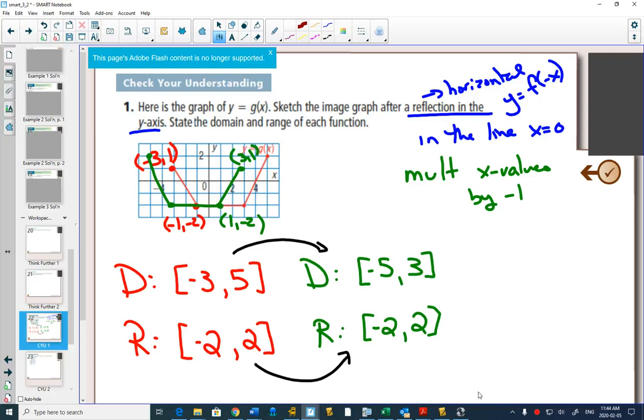If it's a reflection over the y-axis, what's changing? X values. Notice the range didn't change. The range are my y values. So could you have said right away easily, oh, my range is going to stay the same if I didn't have the graph? And then if my x values are the ones that are changing and my x values are multiplied by negative 1, can you see how this worked? That negative 3 would become the positive 3. And the 5 would become the negative 5. And in interval notation, you're always writing from your smallest value to your biggest value.